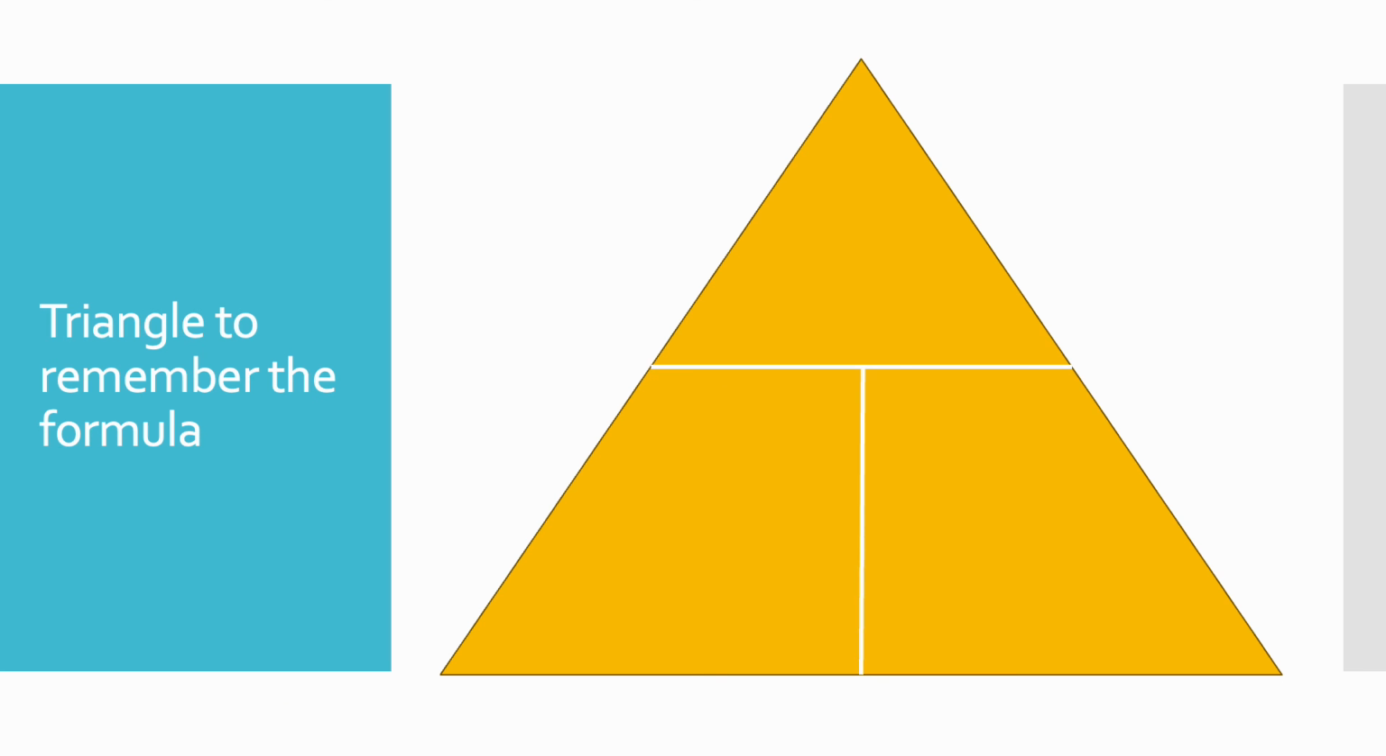Let's begin with a simple way to remember the formula for density. We use this helpful triangle with three parts: mass at the top, and at the bottom we have density and volume. How does this triangle work? If you want to find density, cover the word density in the triangle. You will see density is mass divided by volume.